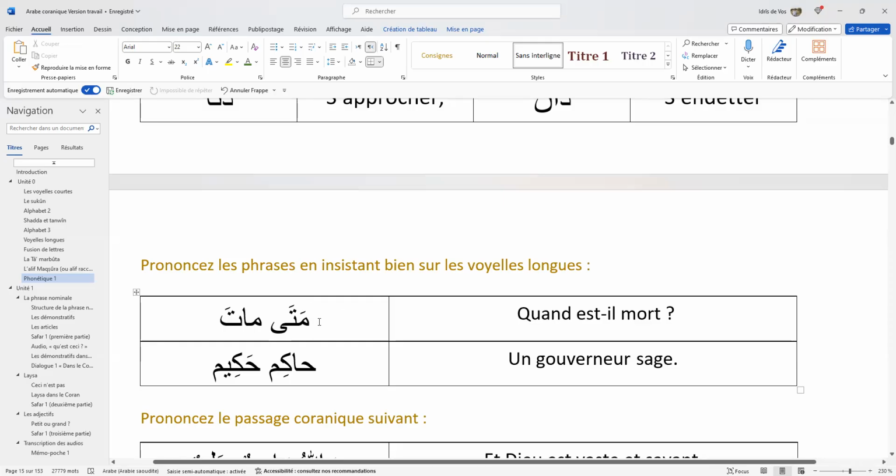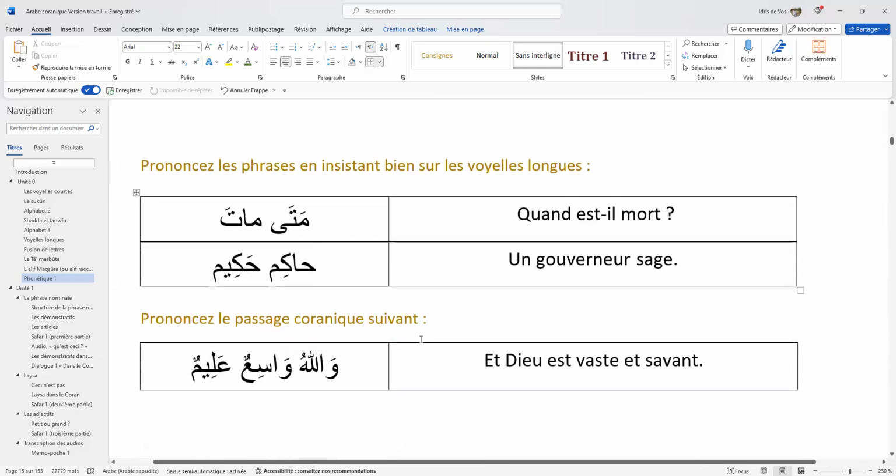If I say to you a hakim, hakim, 1, 2, 3, 4, you can see the rhythm. A wise governor. Hakim, hakim, 1, 2, 3, 4, you hear the rhythm. Hakim, hakim. So it's all a matter of rhythm, and this idea of rhythm is far more important than one might think at first glance.